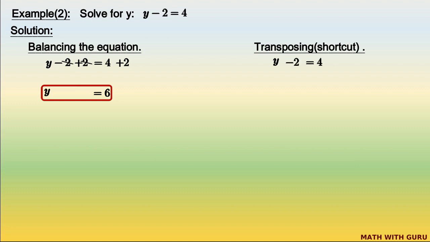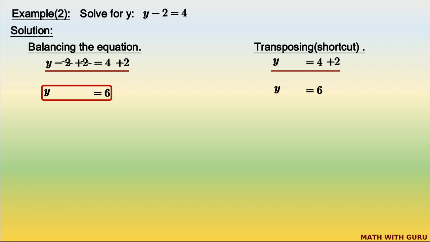Let us solve the same equation using the second method by transposing the terms. Let us transpose minus 2 to the right hand side. It becomes positive, plus 2. Compare these two. These two are one and the same. By cancelling minus 2 and plus 2, we get y equals 4 plus 2 in the first method. In the second method too, we got the same result. Y equals 4 plus 2. Therefore, these methods are one and the same.